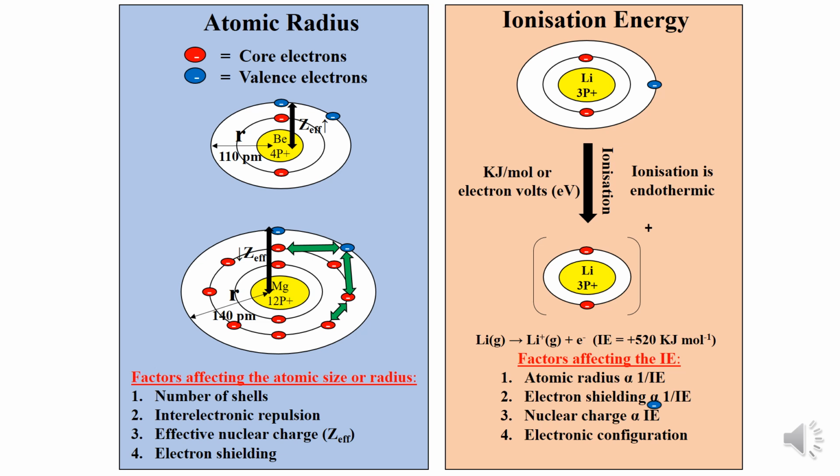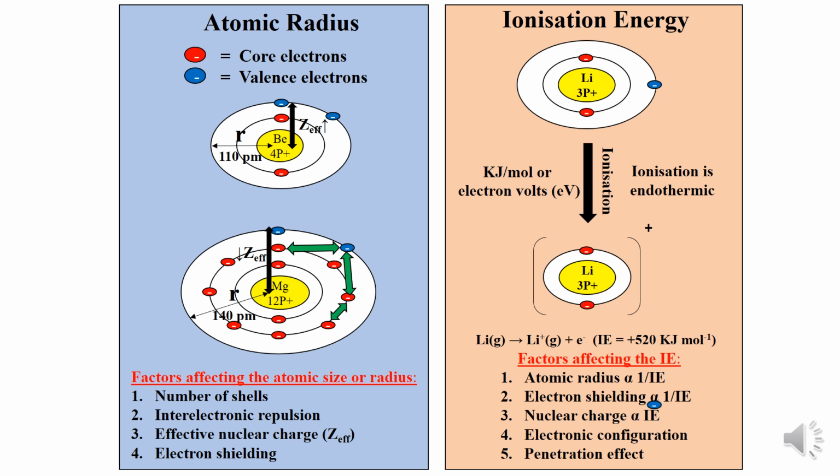Or why does lithium lose its outermost valence electron? Because it has to attain the stable electronic configuration. So lithium loses its only valence electron to attain the stable electronic configuration of helium, which is the nearest noble gas in the periodic table.